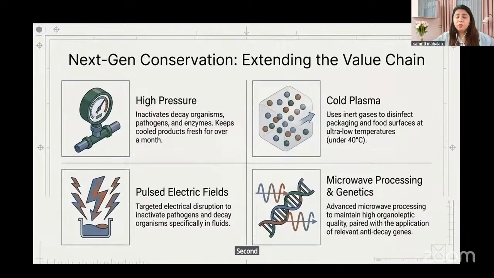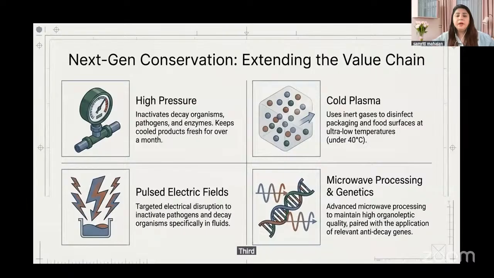Second, how to preserve? Through cold plasma. Inert gases are deployed at ultra low temperatures, under 40 degrees Celsius, to disinfect both packaging surfaces and the food itself, which is effective against a broad spectrum of pathogens. Particularly powerful for fresh produce and ready-to-eat products.